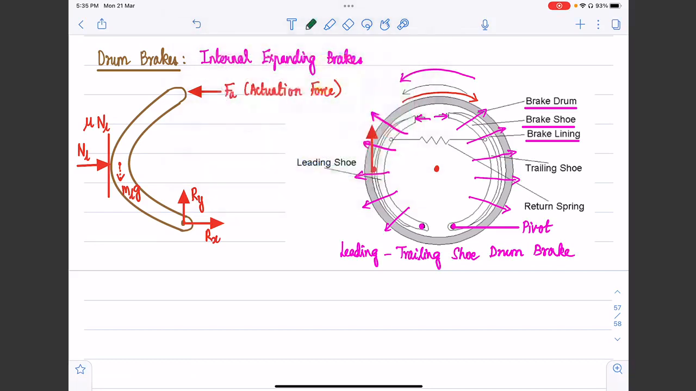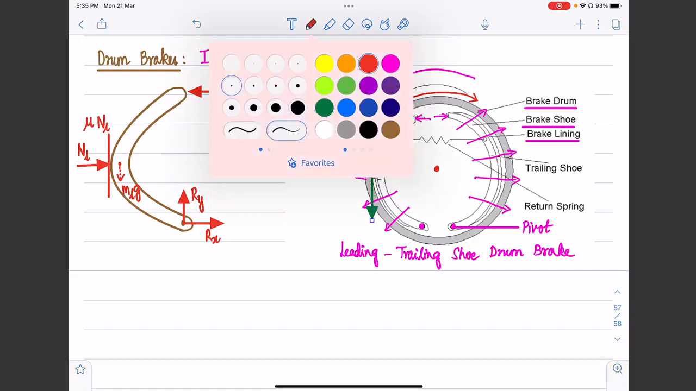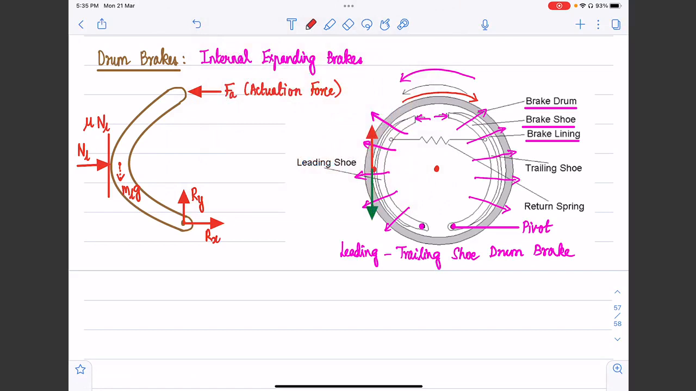Now, we can immediately see that we are drawing the free body diagram of the brake shoe. We are not drawing the free body diagram of the brake drum, right? From Newton's third law of motion, we know that there is going to be an equal and opposite reaction force. And which direction is the reaction force going to act? It's going to act downwards. So the reaction force on the brake shoe, the brake lining material, is going to be downwards.